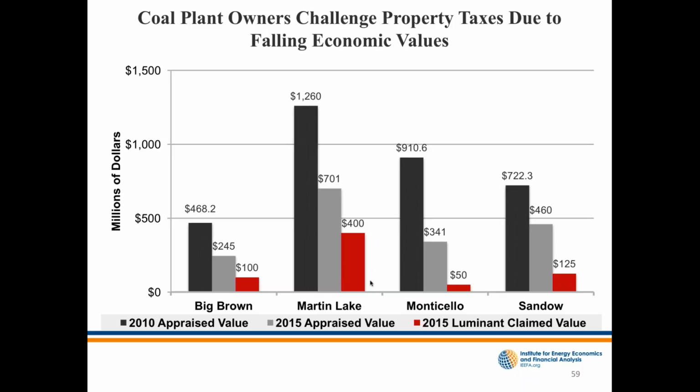If you look at the Monticello plant owned by Energy Future Holdings, you can see that in 2010 it was appraised for $910 million. In 2015 it was appraised for only $341 million. And Luminant, the owner, came back and said, no, our plant's only worth $50 million. So I'd recommend you can either talk to the state or the local county taxing agencies to find out what the plants are paying in property taxes, and it's useful information to know.